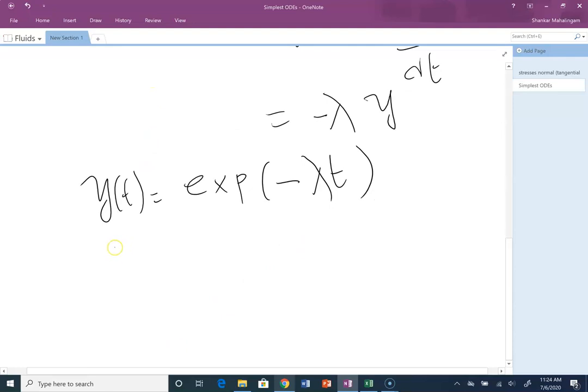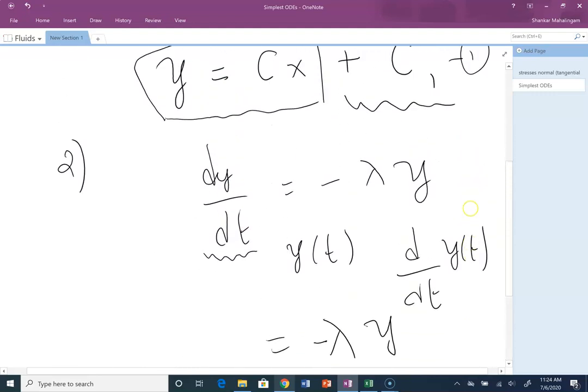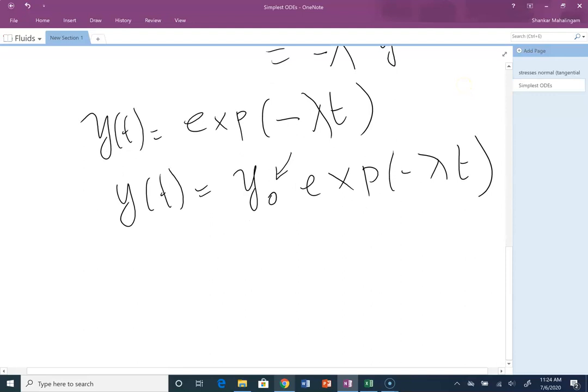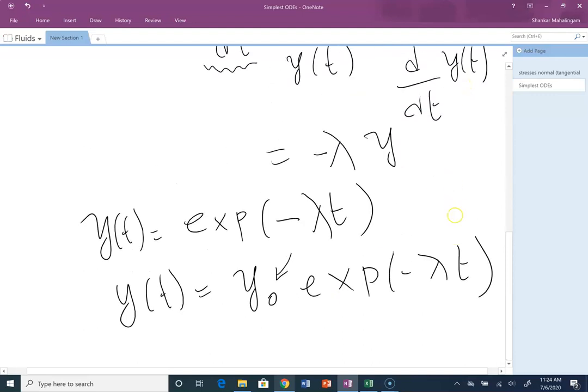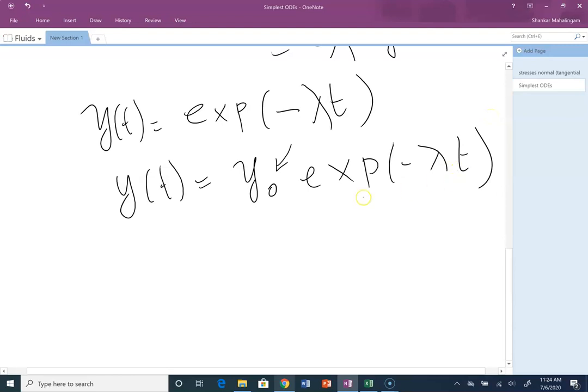The most general form of the solution to this equation will be y of t equals some constant y0 times exponential of minus lambda t. The role y0 plays is similar to the role c1 played in the previous problem. It is based on the initial condition. So I can prescribe, along with this differential equation, that y of 0 equals y0. When time t equals 0, as you can see from the solution, the function y of 0 becomes y0 because the exponential of 0 is equal to unity.